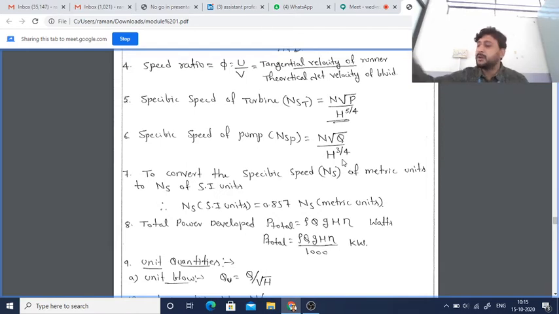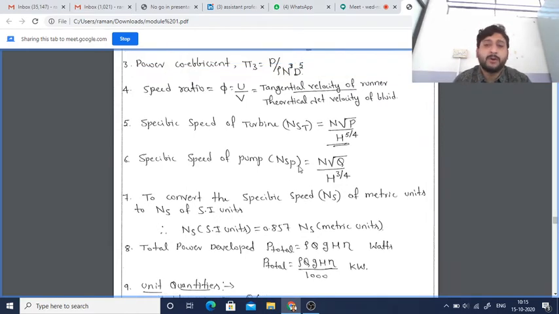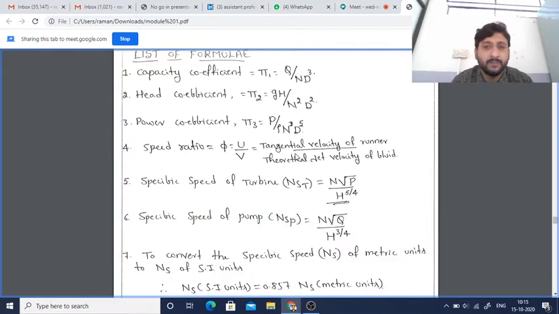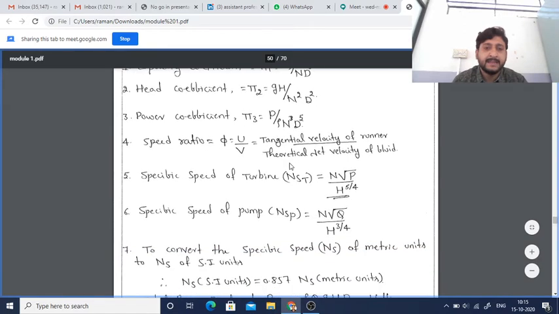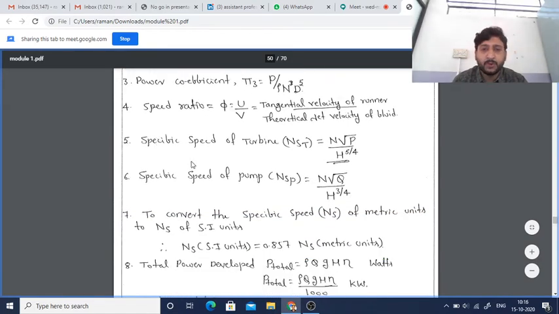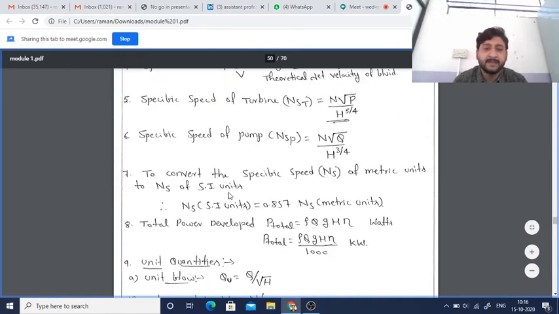Before starting the problems, all these problems are already with you. It's not like something different I'm doing. I have sent you the notes already, and in those notes these problems are already there. These are the list of formulas we start with: capacity coefficient, head coefficient, power coefficient, then speed ratio, specific speed of turbine, specific speed of pump. We have derived these two things already.